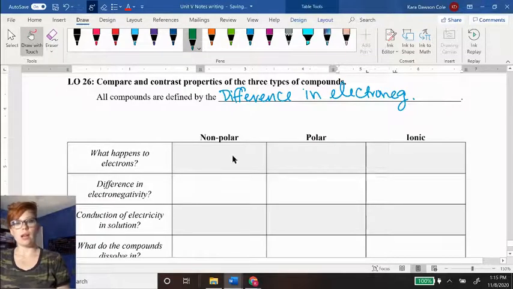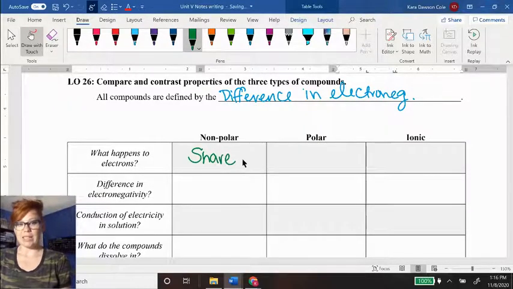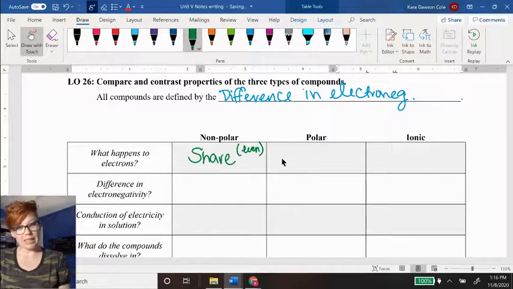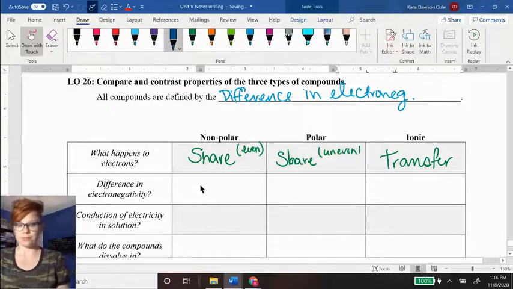So for nonpolar compounds, what happens to the electrons? They are shared. And it's an even sharing, so we'll put even in here, even sharing. For a polar compound, it is, again, a share. We're sharing electrons, but it's uneven. So that's the big difference between polar and nonpolar. Polar have an even sharing of electrons, nonpolar have an uneven sharing of electrons. Ionic compounds transfer.